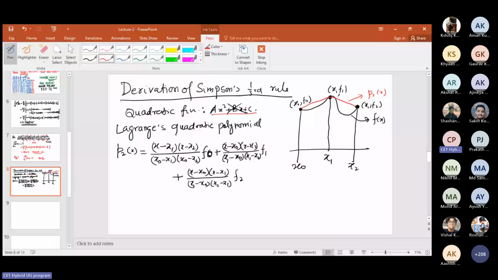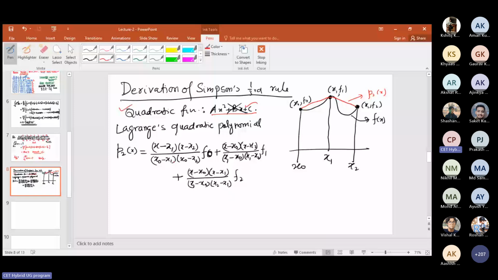I assume that you can find out details if you want to learn how this polynomial is derived, but we will not get into those details. Okay, so as I mentioned, this is a quadratic polynomial.